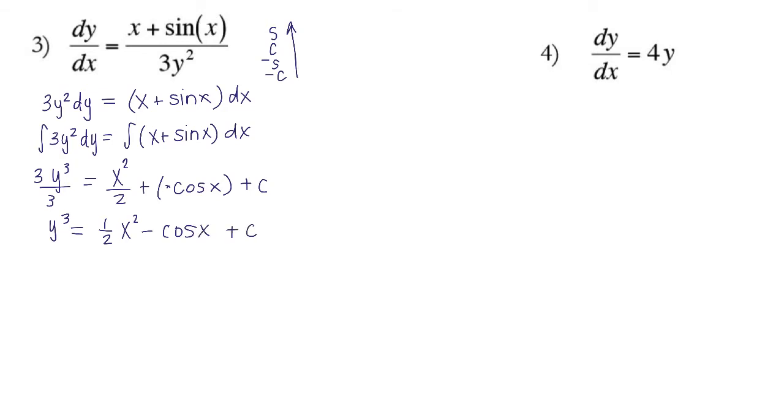And then we do need to take the cube root of both sides. So it looks like we have y equals, and you can leave this absolutely disgusting over here, cube root of 1/2 x squared minus cosine x plus c. Don't try to do any other simplifying. You're not going to gain any extra points by going through all that simplifying. So leave your answer just like that.